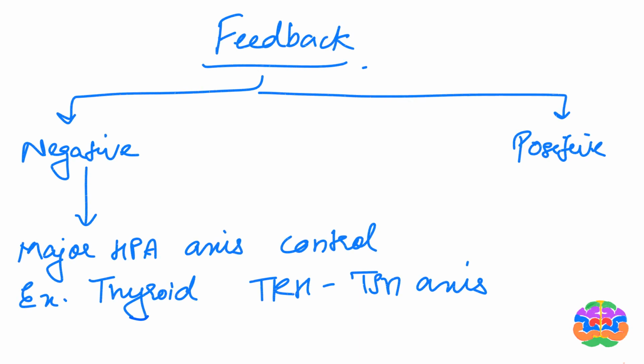So let's begin. Feedback control, both positive and negative, is a fundamental feature of the endocrine system. Beginning with the negative feedback system, which is a major HPA axis control. Example, the thyroid TRH, TSH axis. While we have very little knowledge about the positive feedback system, we will mainly focus on negative feedback control in this lecture.